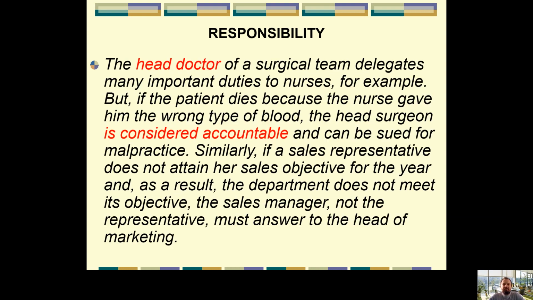Here is another example about this, an example from the book on management. The head doctor is responsible if, for example, some patient dies because the nurse gave him the wrong type of blood. The head doctor is responsible for everything that happens in his hospital.